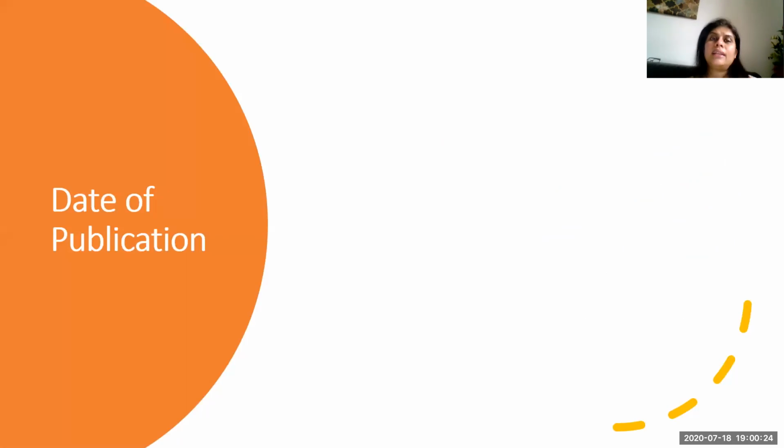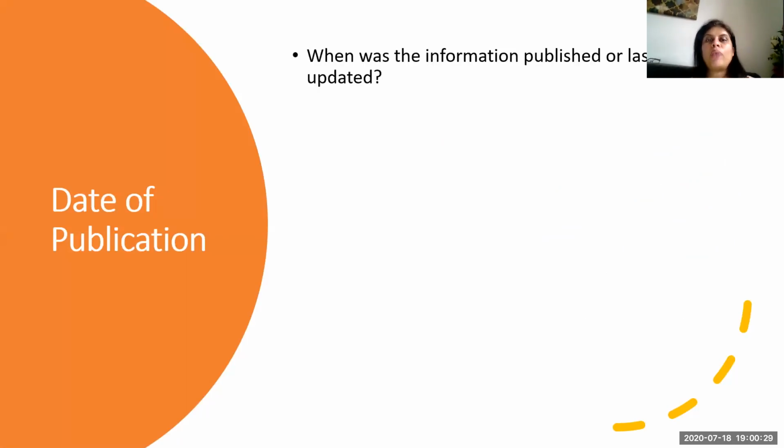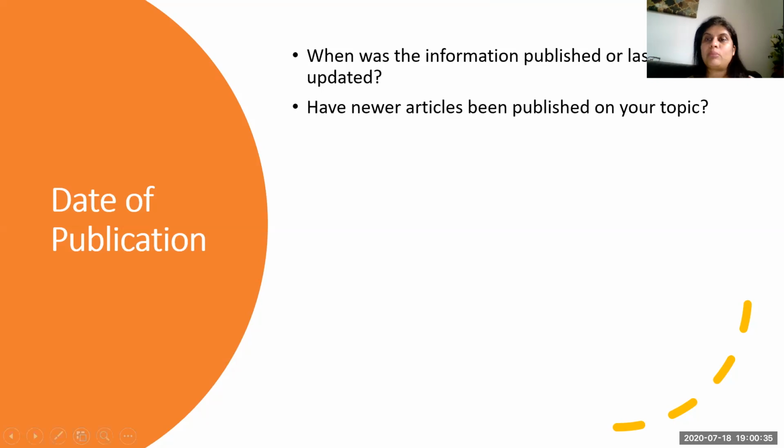The next thing that you're looking for is date of publications. Where was the information published? When was it published last? And when was it updated last? That's something which is really very important, especially if you're looking at a website, because you can easily look at information which has been developed a long time ago and may never have been updated since then. Have newer articles been published on your topic?